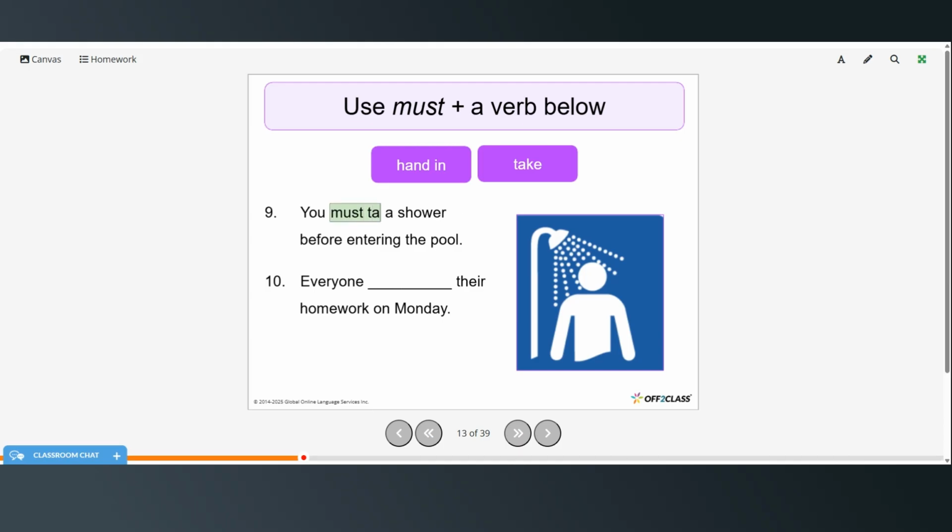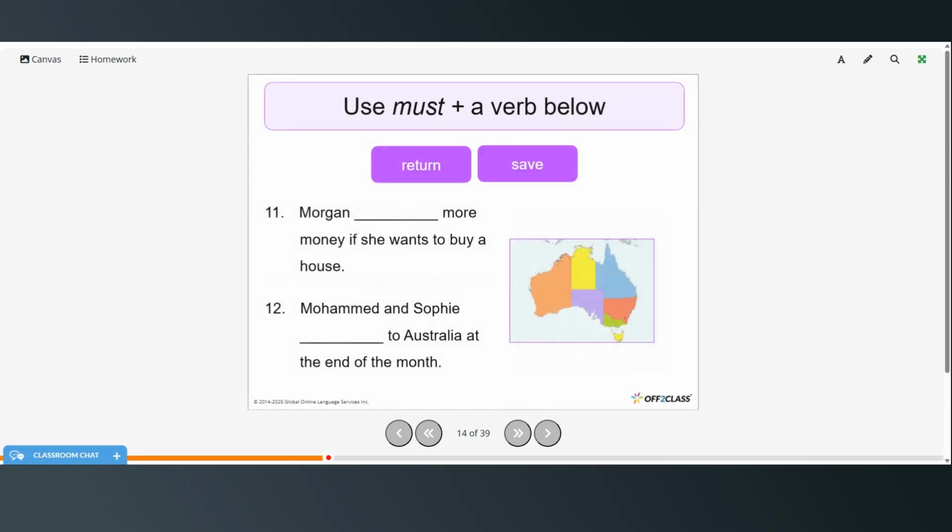You must take a shower before entering the pool. Everyone must hand in their homework on Monday. Morgan must save more money if she wants to buy a house. Mohammed and Sophie must return to Australia at the end of the month.